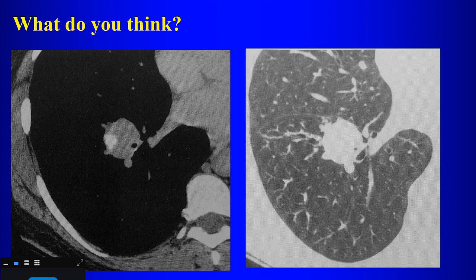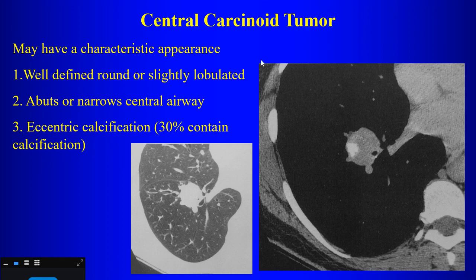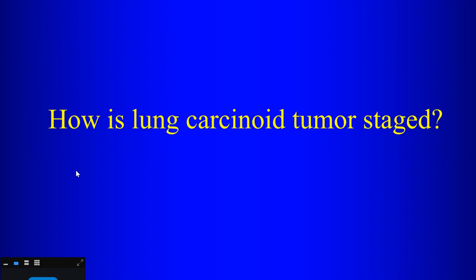And what neoplasm do you think this was? Is it carcinoid again? This is also carcinoid, right, arising next to a bronchus. So these central carcinoids can be associated with calcification, especially eccentric calcification, and they can also arise next to an airway or involve the airway. So that appearance is also described with these central carcinoid tumors. They can have eccentric calcification.